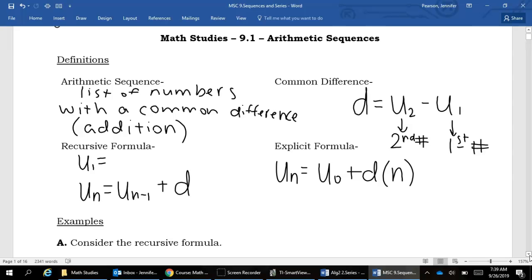The general explicit formula that I'm going to use is u sub 0 plus d times n. So that means the 0 number plus the difference. If we don't know the 0 number, there is a way to figure that out. That would be taking the first number and subtracting the difference. And I did write this up top, but I'm going to write it again. If we subtract the first number from the second number, it gives us the difference.